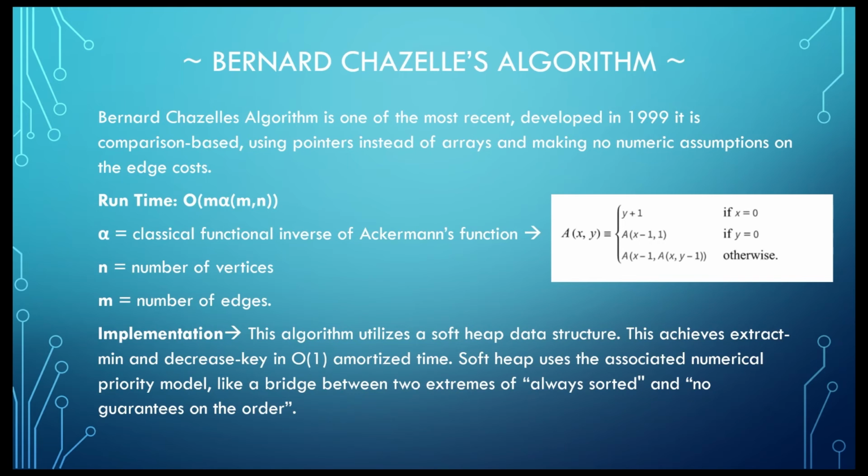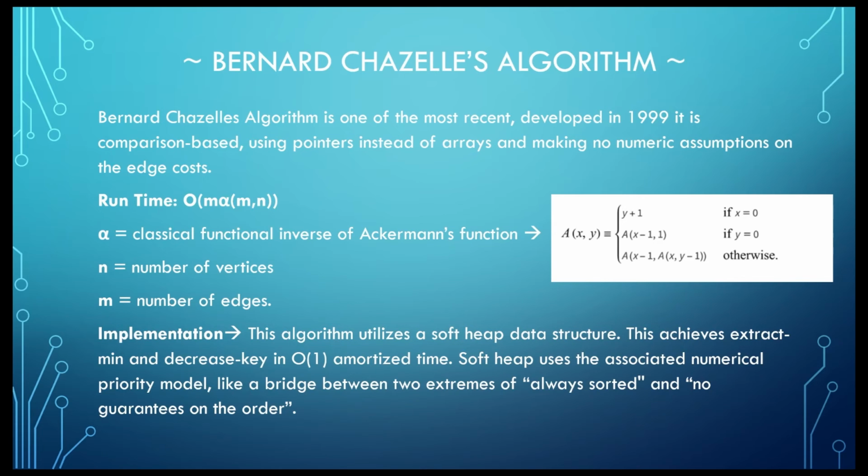Here, alpha is the inverse of Ackermann's function, like the graph shows. Ackermann's function, a power tower, grows rapidly, but its inverse function grows much more slowly. And n is the number of vertices, m is the number of edges.